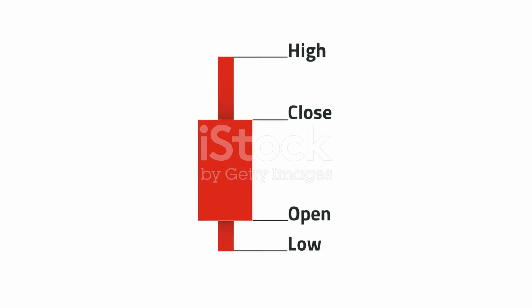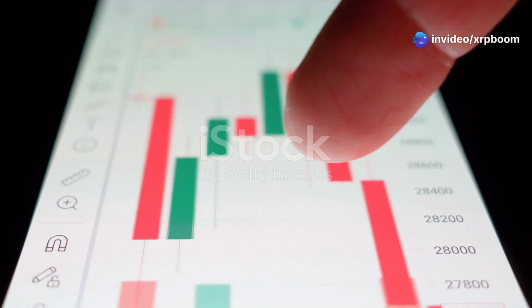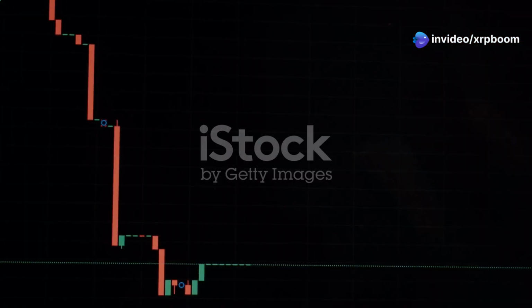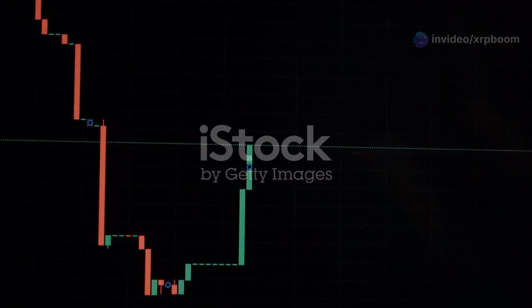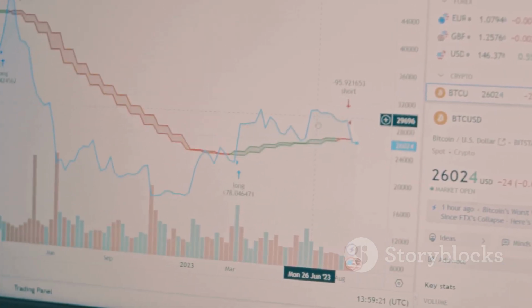Cracking the candlestick code, body, wicks, and all that jazz. Alright, let's break down these candlestick charts into bite-sized pieces. Each candlestick tells a story about the price action during a specific time frame. Think of it like a daily diary entry for a particular cryptocurrency.